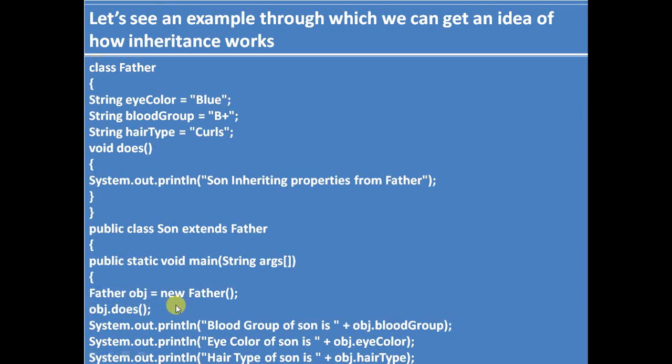Now if you create the object of the child class, you can call the method of the parent class or father class, or you can call the properties of the father class. So here you can print all the properties of the father class.